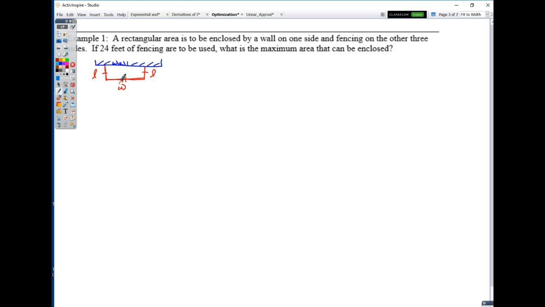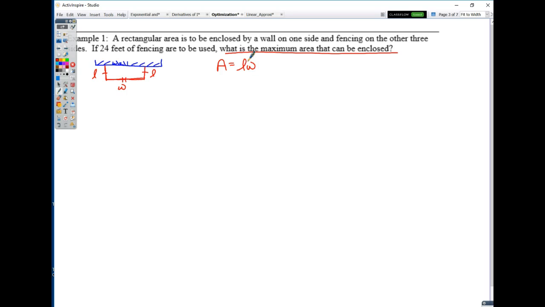Now, what I want to do is I've drawn my picture. I've labeled my picture. We are ready to start working now. First thing we need to do is we need to come up using these variables with usually 2 equations. The first equation is the equation that I actually want to optimize. So when I read through this question, it says, what is the maximum area that can be enclosed? I want to maximize my area, which is the length times the width.